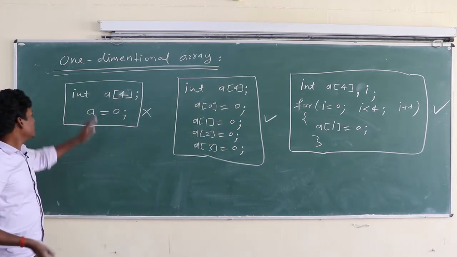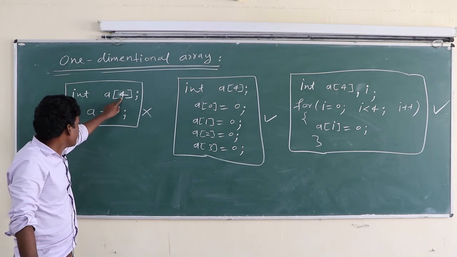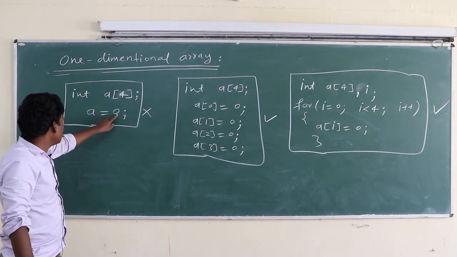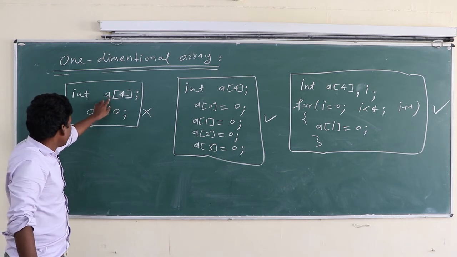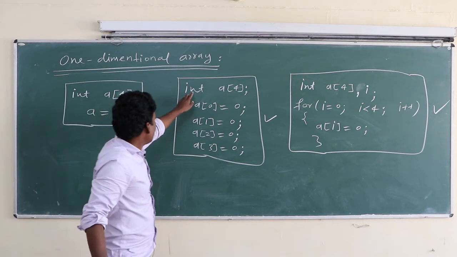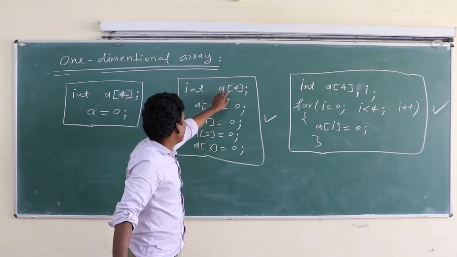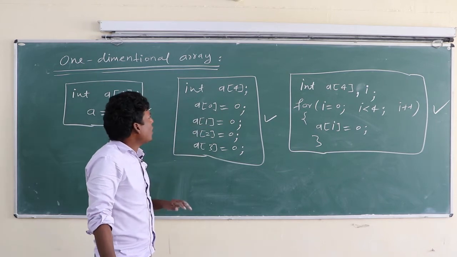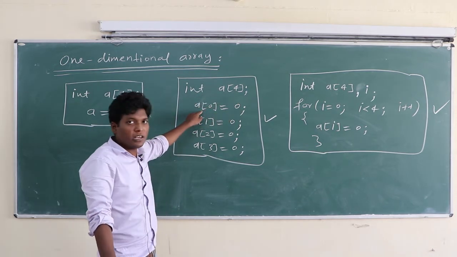Class, if you declare array a of size 4, then you cannot assign 0 equal to a. It means not all of array a's elements become 0. This is the wrong assignment. Here, int, same thing, this is wrong, and this is valid. Int a[4], and you want to assign all elements of this array 0, then you have to write this individually.